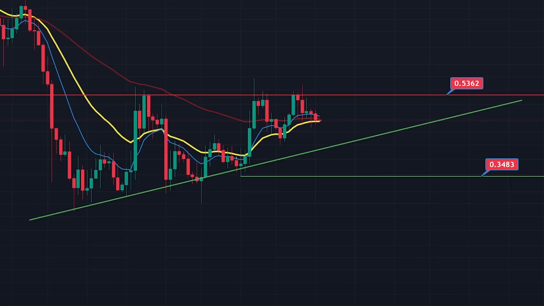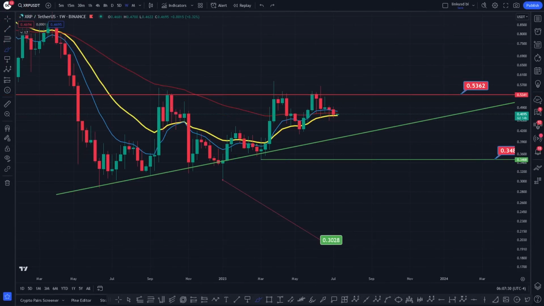Let's dive into the XRP chart right now and see what we can see, okay? So looking at XRP on a weekly time frame, at the moment the stance is towards the fact that this is a bottom, basically.